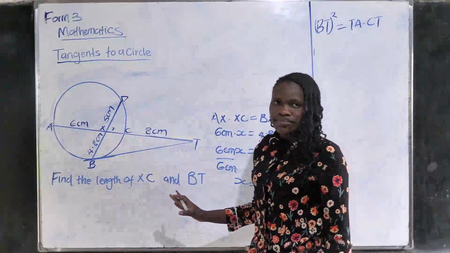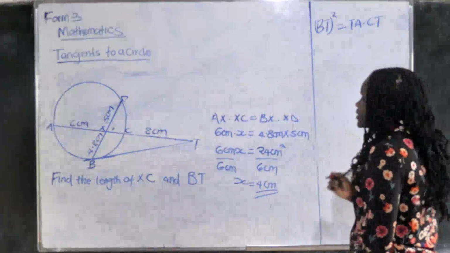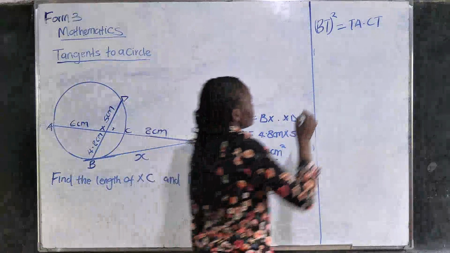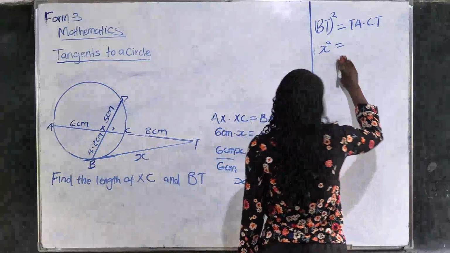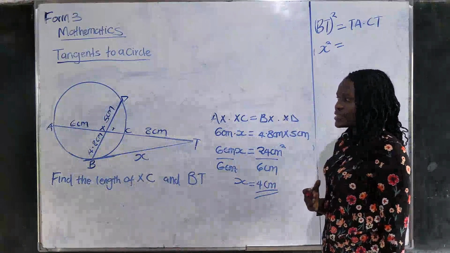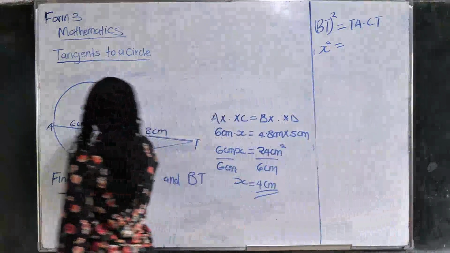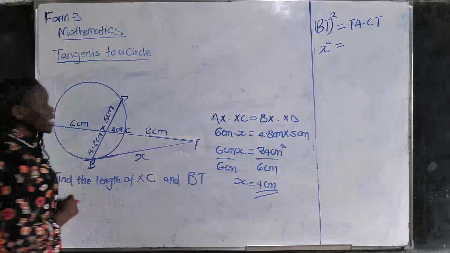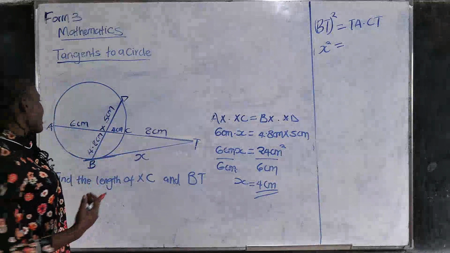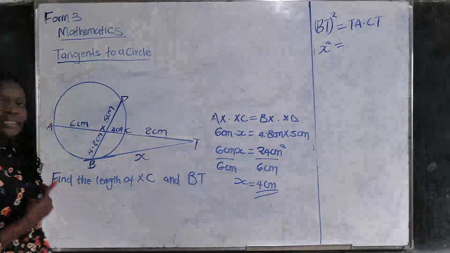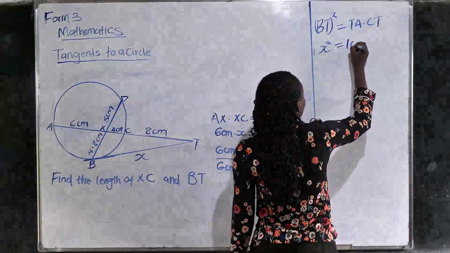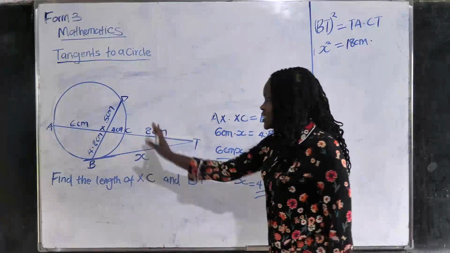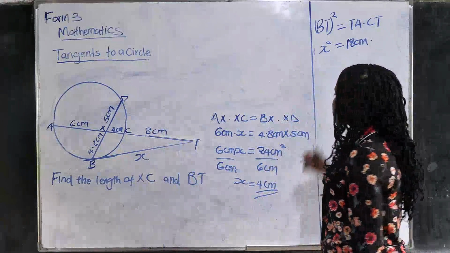So we know BT we don't have, so let's say it is X. So X squared is equal to AT times CT. Do we have AT? Yes, since we know the value is 4, we can sum it up. 6 plus 4 is 10, 10 plus 8 is 18. So we have 18 centimeter times CT or TC, it's still the same, 8 centimeter.